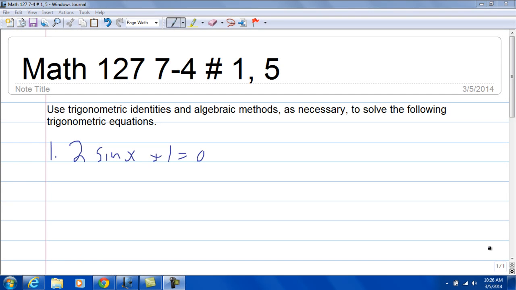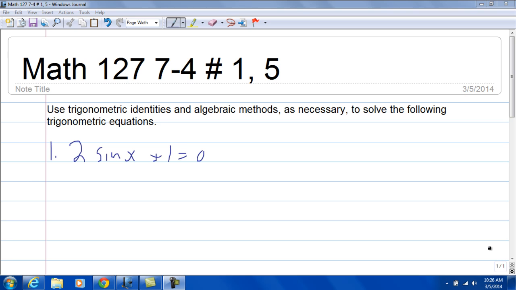I'm doing some problems from 7-4, Math 127. These are 1 and 5. The real problem I think people are encountering with these problems is they don't know well enough, they haven't memorized their trig values like sine of pi over 4, sine of pi over 2, things like that, cosine of pi over 3. Those standard ones that we talk about all the time need to be memorized because it makes us go a lot better.